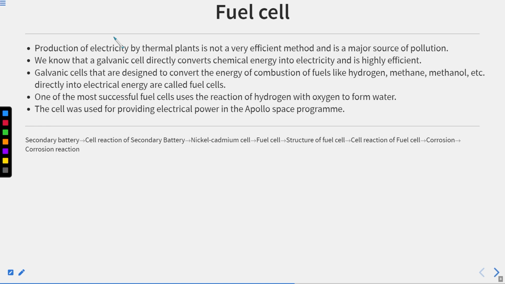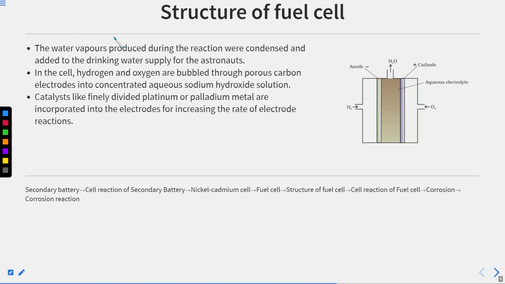It had been used in providing electrical power in the Apollo space program. You must have heard this term, Apollo space program; I mentioned it at the start of the lecture. Now if I talk about the structure of the fuel cell, here is a typical diagram of a fuel cell, very simple to imagine.